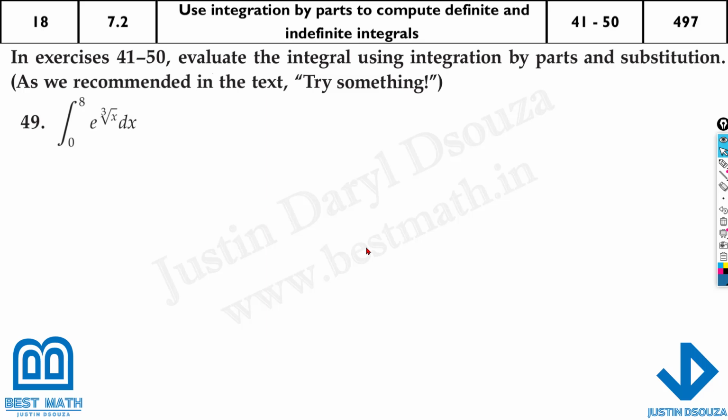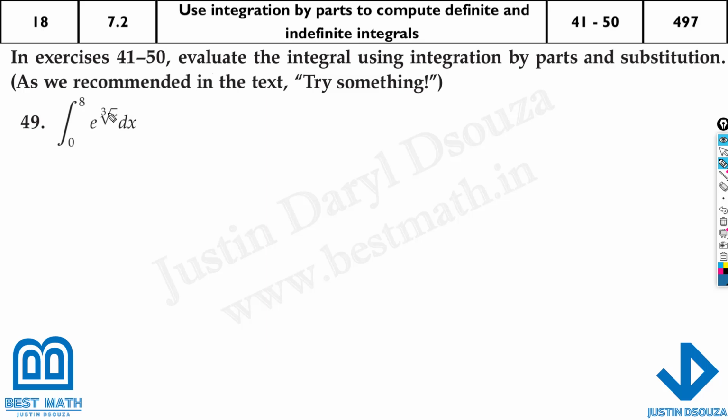And now the 49th one, it's integral 0 to 8. This is definite integrals. Now we have to rearrange, solve it by the methods which we used. We have to use integration by parts and all. But here the thing is, limits change.